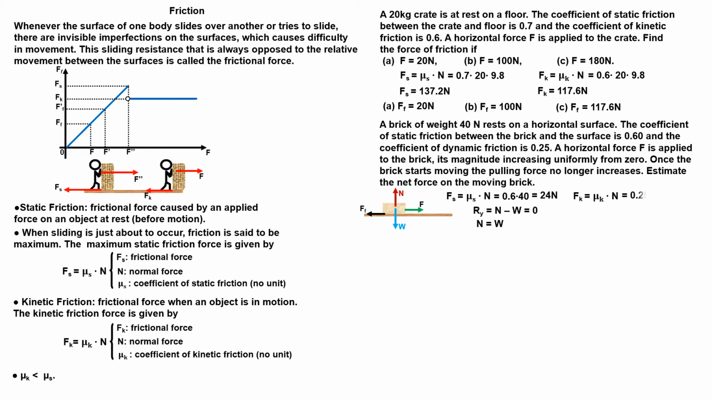Let's find the kinetic frictional force as well. Once motion starts, the frictional force is equal to the kinetic friction, and the horizontal force has 24 newtons of magnitude. Applying Newton's second law in the x direction, we get the resultant force. The resultant force is 14 newtons.